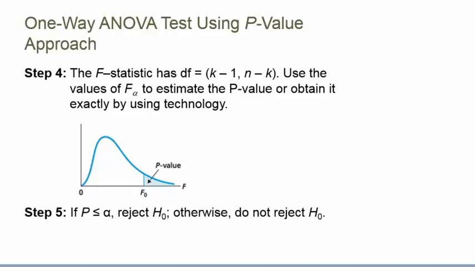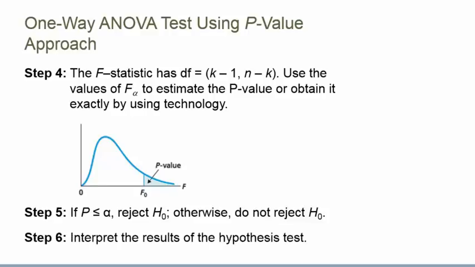Step 5. If p is less than or equal to alpha, reject H sub 0. Otherwise, do not reject H sub 0. Step 6. Interpret the results of the hypothesis test.